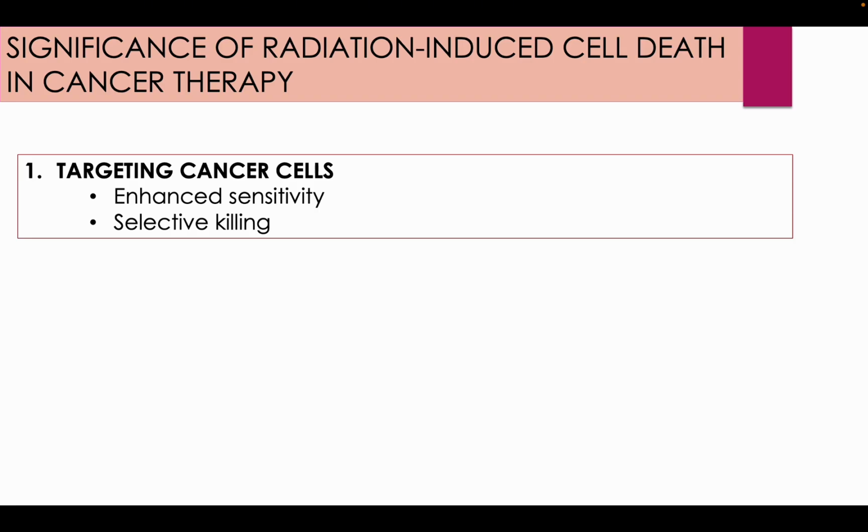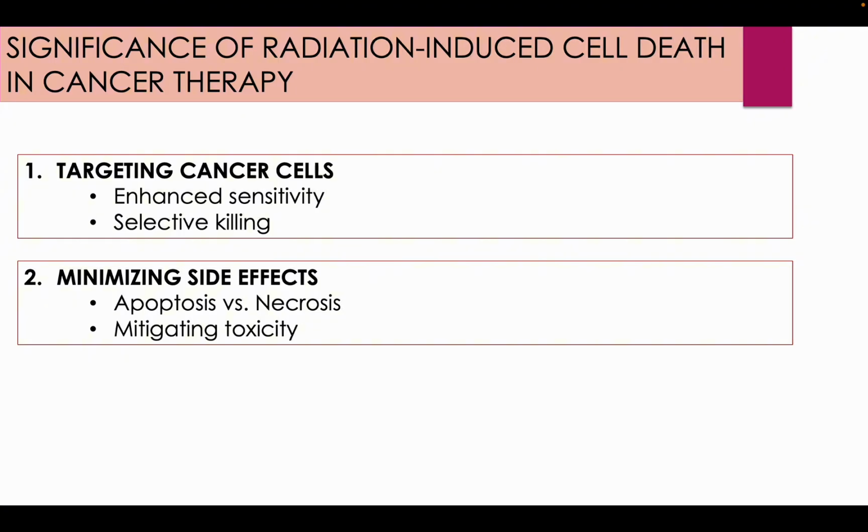And also, the second significance of apoptosis is minimizing the side effects. So, we have here apoptosis versus necrosis. What is the difference between apoptosis and necrosis? Apoptosis is a clean form of cell death that prevents inflammation. In contrast, necrosis can cause damage to neighboring cells and tissues. That's why through apoptosis, we are minimizing the side effects. And then we have also here the mitigating toxicity. Understanding the thresholds for apoptosis in normal versus in cancer cells helps the clinicians adjust radiation doses to minimize toxicity to healthy tissues. So, that is the second significance, again, which is minimizing side effects.